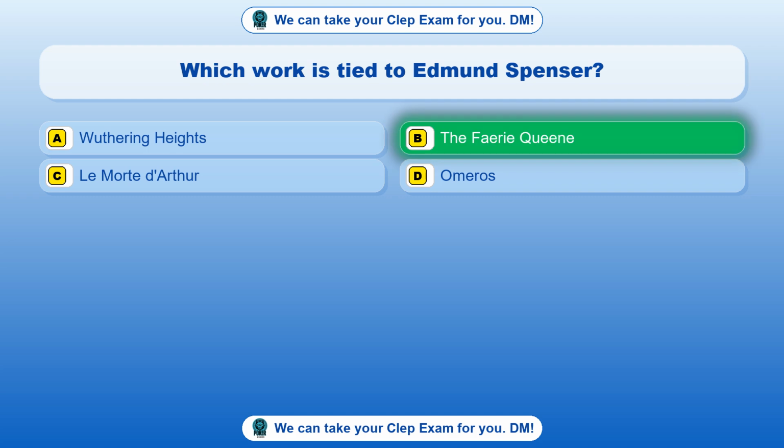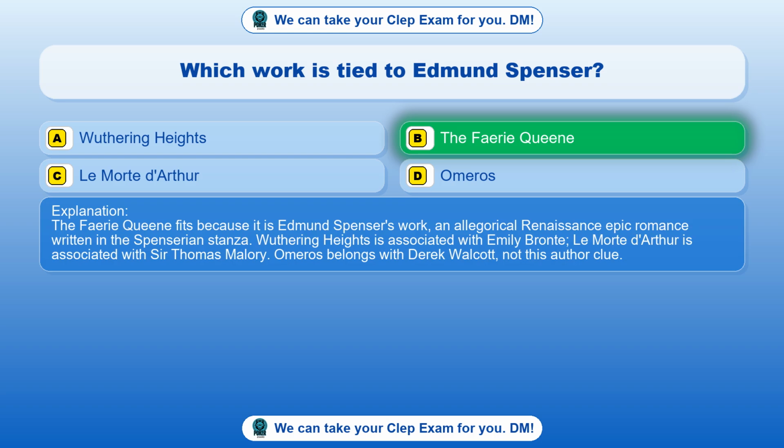The Faerie Queene. The Faerie Queene fits because it is Edmund Spenser's work, an allegorical Renaissance epic romance written in the Spenserian stanza. Wuthering Heights is associated with Emily Bronte, Le Morte d'Arthur is associated with Sir Thomas Malory. Omeros belongs with Derek Walcott, not this author clue.